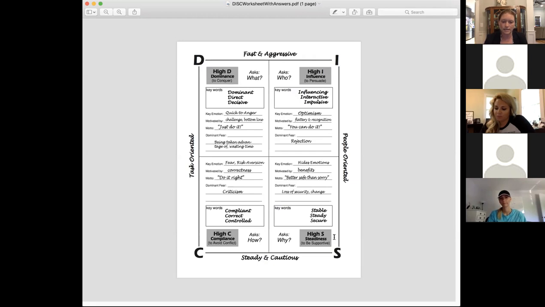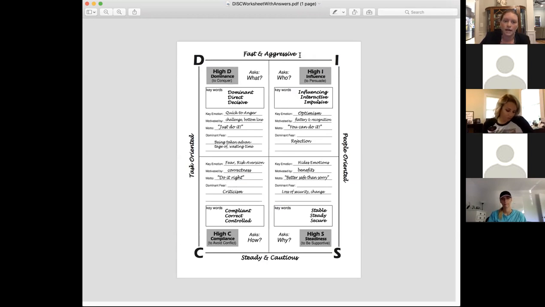Now, a high C is your compliant person. They can also be avoiding conflict. So they are compliant, they are correct, and they are controlled, and they tend to ask the question, how? How does this work? Their key emotions are fear and risk aversion, and they are motivated by being correct. Their motto for an extreme high C is not just do it right, it's do it right no matter what the cost. And their dominant fear is criticism. They want it to be perfect.